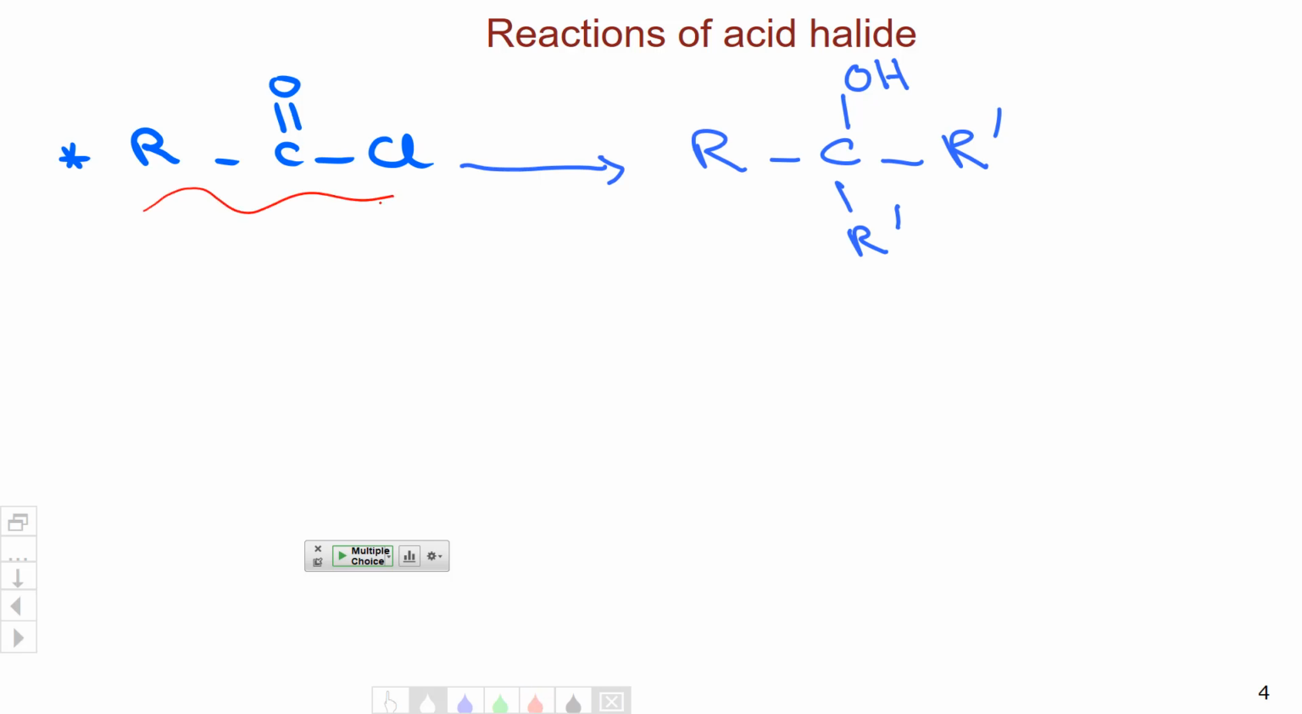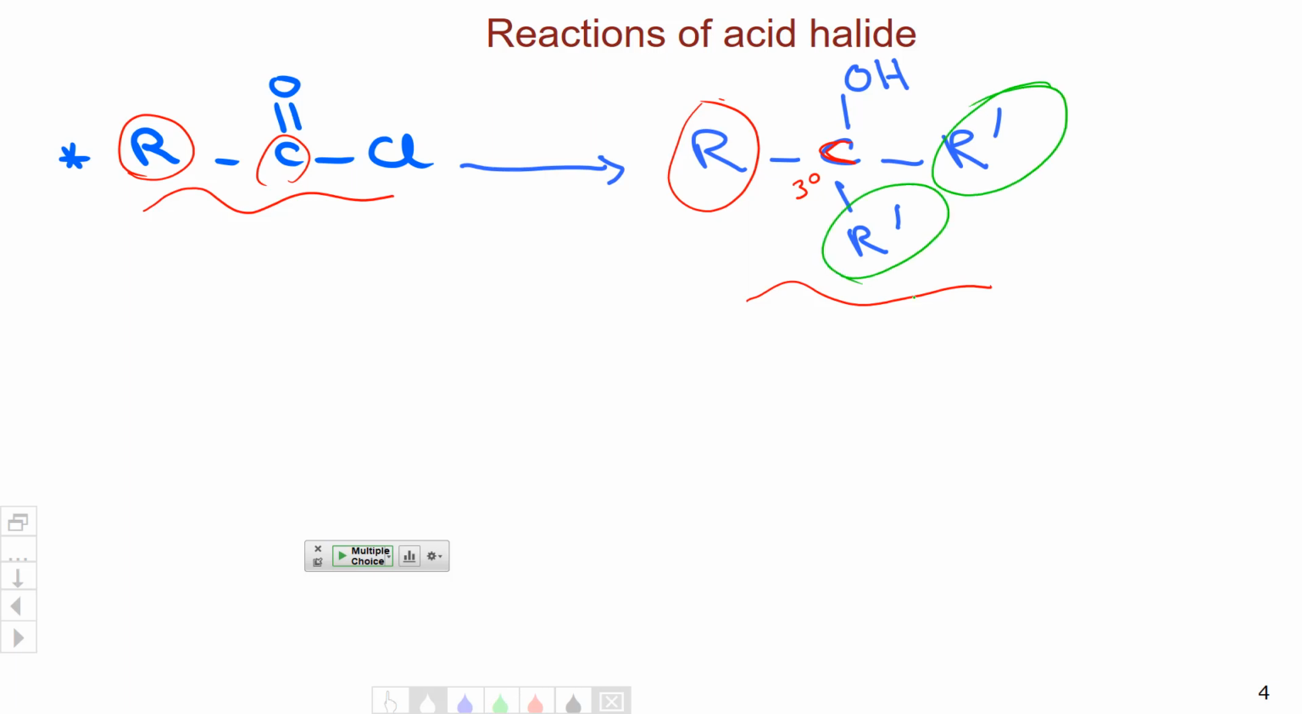So this is an acidic chloride, and in here we're ending up with a tertiary alcohol. This R in here is this R, and this carbon that has the OH now used to have the C double bond O. And looking at it, we have 2 same R prime groups. Does that remind you of any reaction we discussed before?